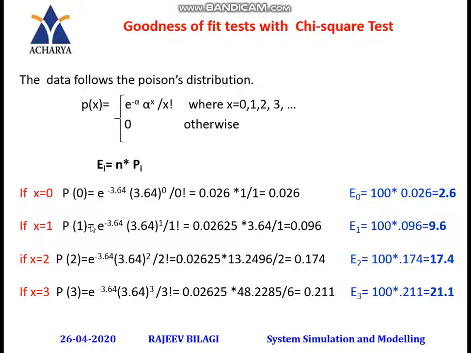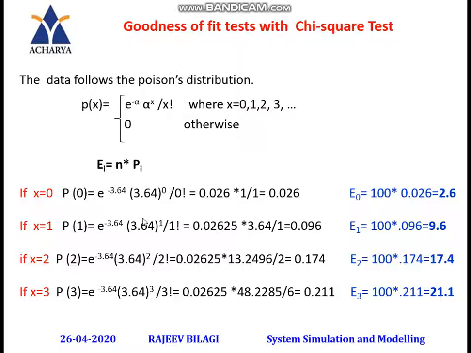X1 equal to, that is P. If x is equal to 1, that is P1. So e to the power of 3.64 into 3.64 to the power of 1 into 1. For this, you are going to get the value as 0.96, which is the P1 value. So substitute n equal to Pi, then you are going to get 9.6.